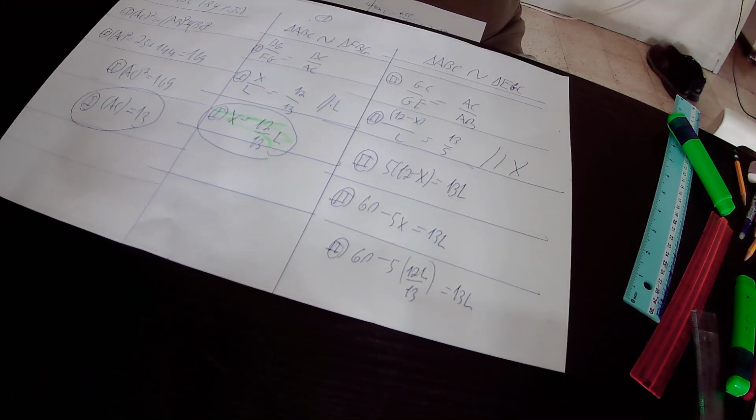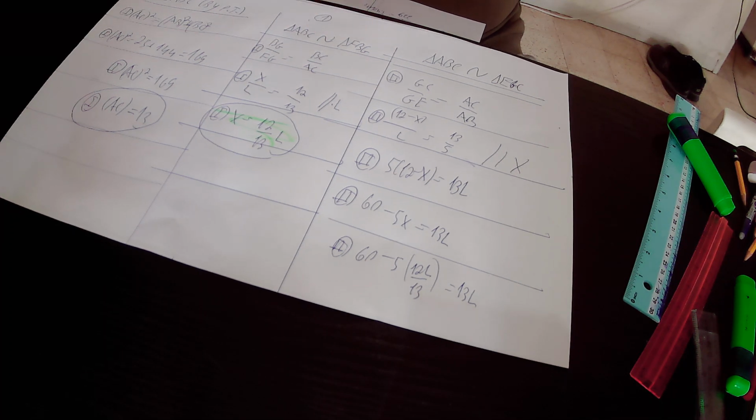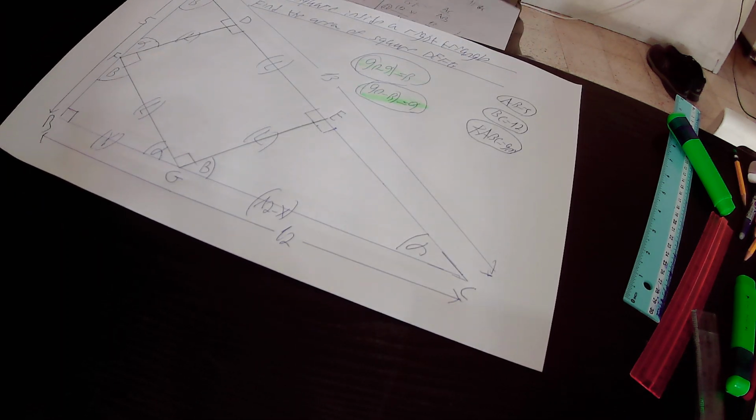So in conclusion, we found out that AC square equals 25 plus 144. 25 plus 144 is 169. So we found out that AC square equals 169. We took a root out of this equation and finally found out that AC equals 13. That is to say, the length of the hypotenuse AC is equal to 13 units in its length.